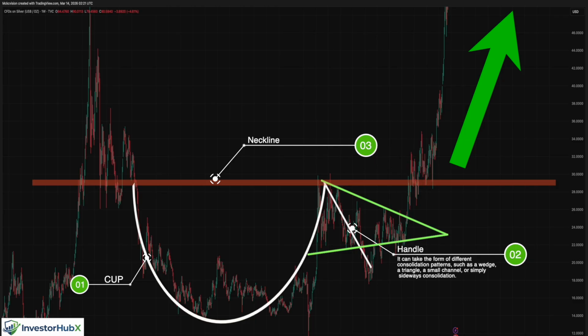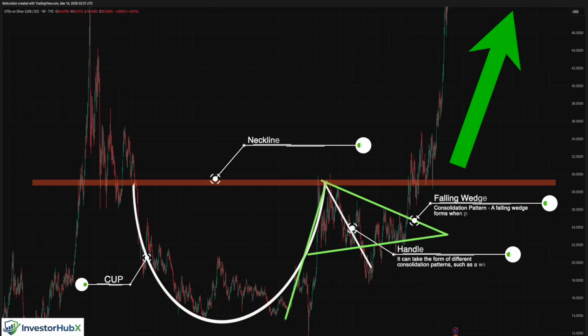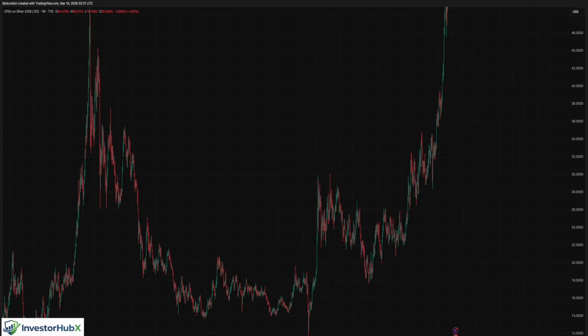Traders typically enter the trade at the breakout right here, when the price moves above the neckline. Another possible entry point occurs when the price breaks above the falling wedge, which is itself a bullish pattern. This wedge often forms during the handle consolidation phase. When the price breaks above the wedge resistance, it can signal that buyers are regaining control, offering an earlier entry before the main neckline breakout.